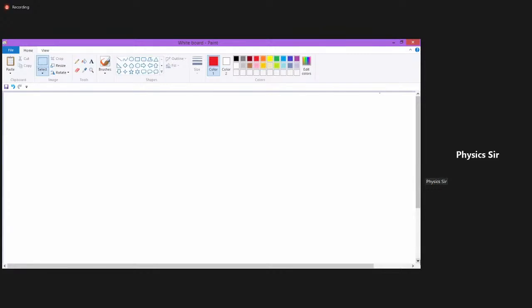Now beta, the next topic that we would like to discuss is the moment of force or the torque. So let's start discussing about the moment of force or the torque. So what is this moment of force or torque?